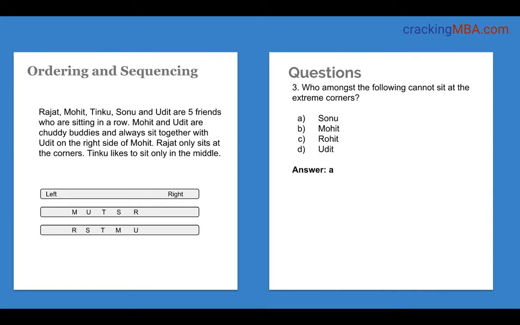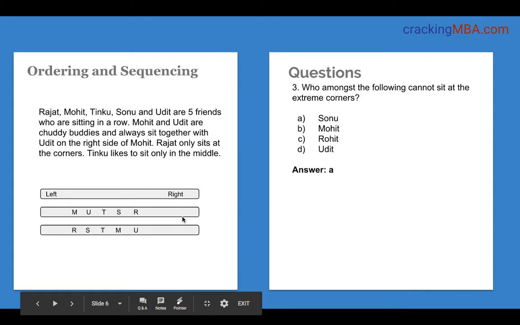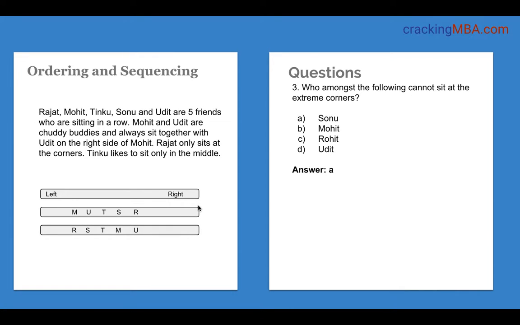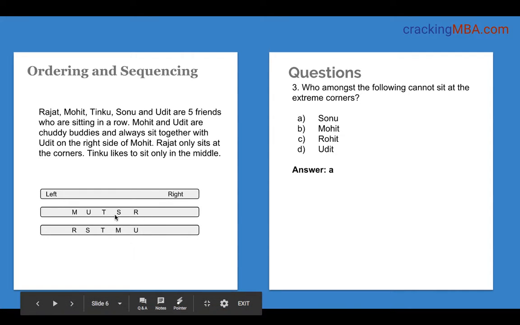Who amongst the following cannot sit at the extreme corners? So if we look at this data here, we do not know what is the exact seating combination for sure. But one thing we know for sure is that T and S both cannot lie on the extreme corners because of how the data is provided, right? So from the options, we can see immediately that it is Sonu. Okay, Mohit can sit on the extreme corner, Rohit can sit on the extreme corner, and Udit also can sit on the extreme corner, only Sonu cannot. So the answer is A.